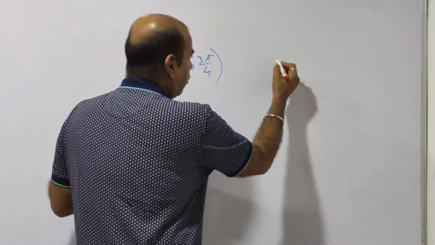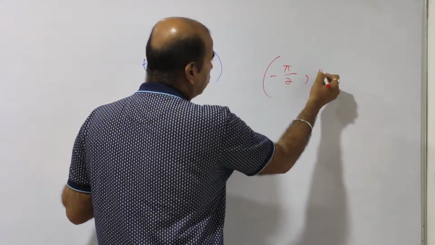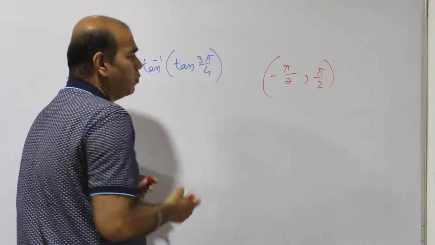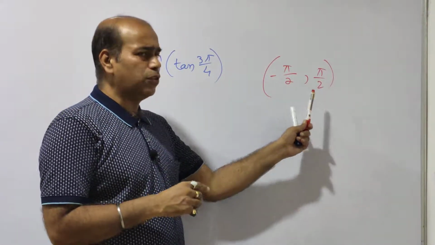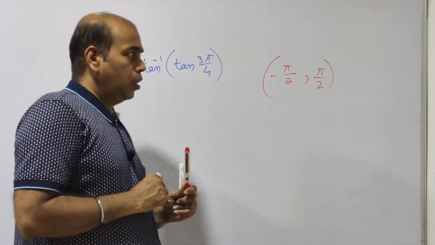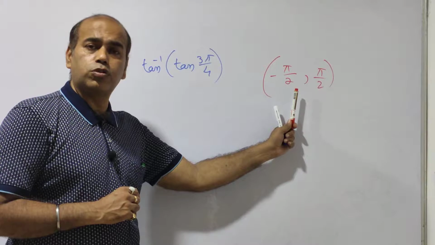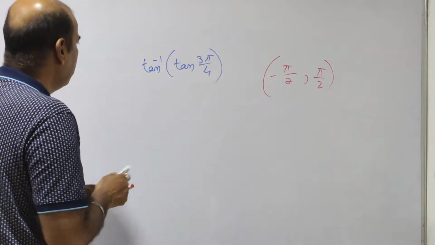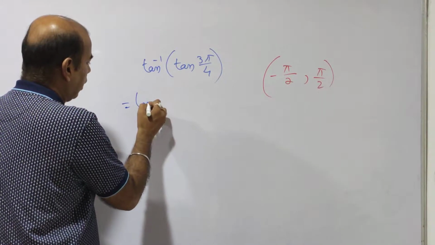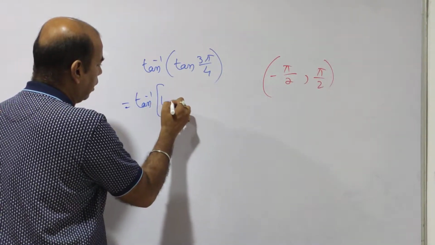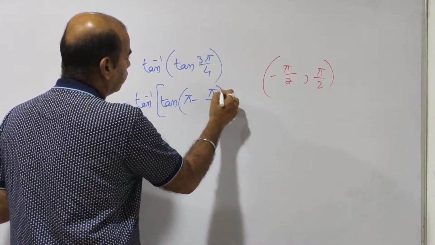But the tan inverse range is minus pi by 2 to pi by 2, and this is an open interval. This 3 pi by 4 is not lying in the range minus pi by 2 to pi by 2. So what will I do? I have to change this 3 pi by 4. So in tan inverse tan, I am writing it as pi minus pi by 4.